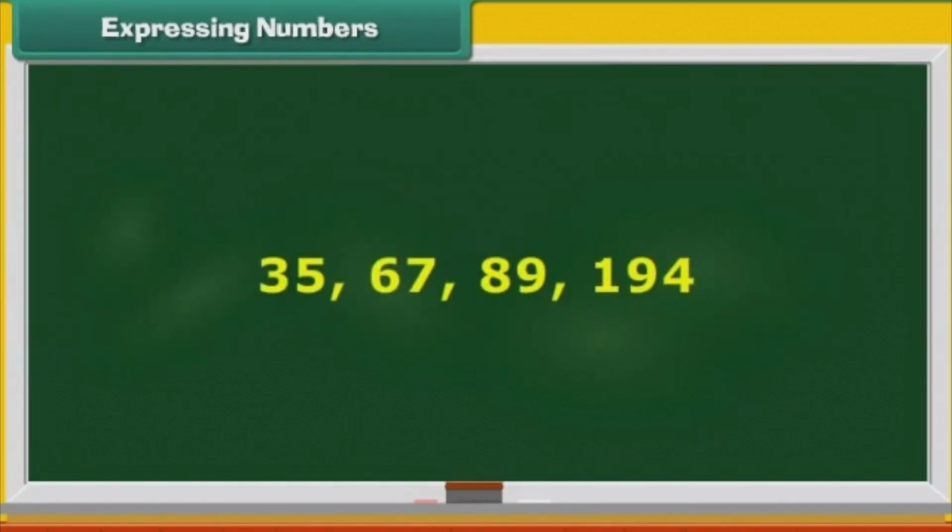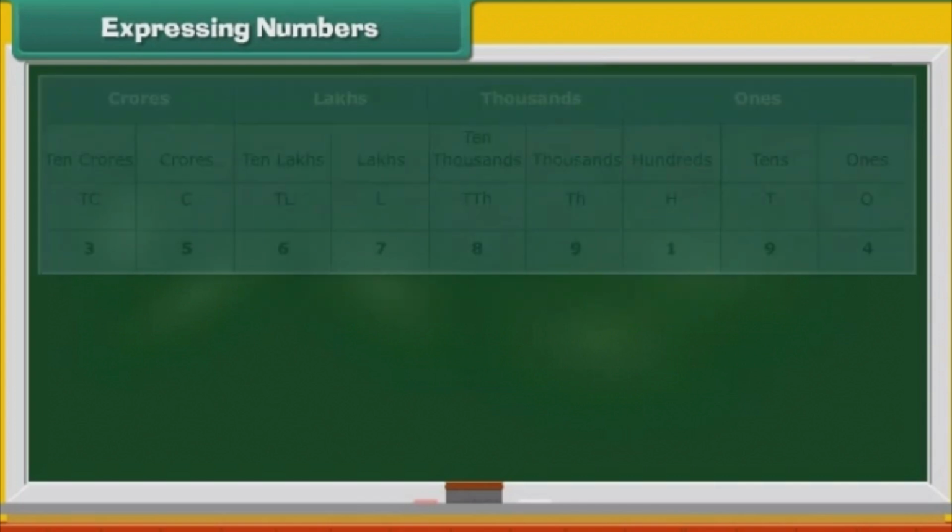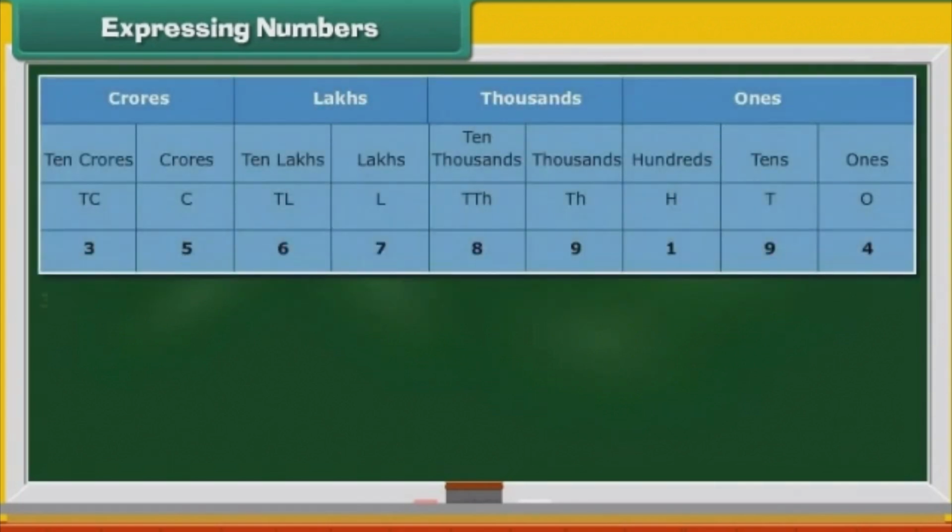Consider one more number, 35,67,89,194. It has 4 groups. Therefore, it belongs to the Indian System of Numeration. Let us express it in expanded form. First, we arrange the number in the Indian Place Value chart.